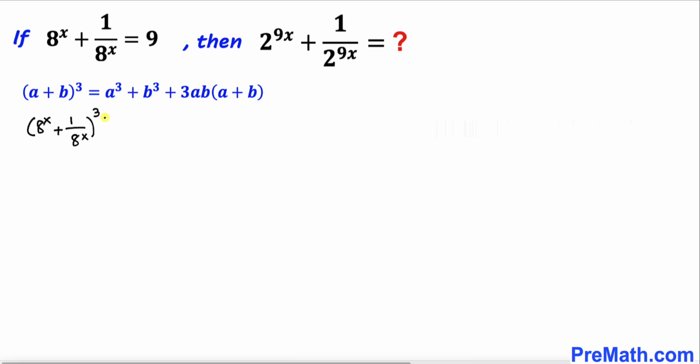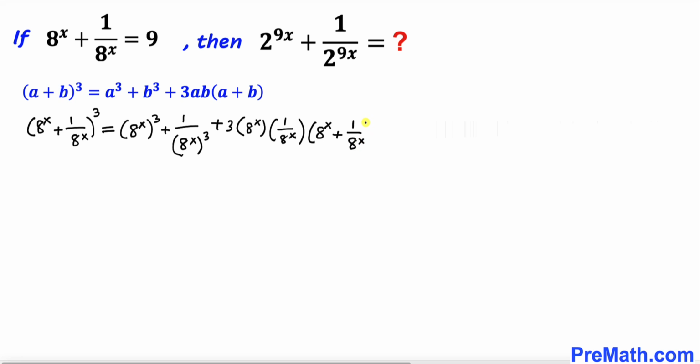is going to be equal to, on the right hand side, (8 power x) whole power 3 plus (1 divided by 8 power x) whole power 3 plus 3 times 8 power x times 1 divided by 8 power x times (8 power x plus 1 divided by 8 power x). And now we can see on the right hand side this 8 power x and 1 divided by 8 power x, they are gone.